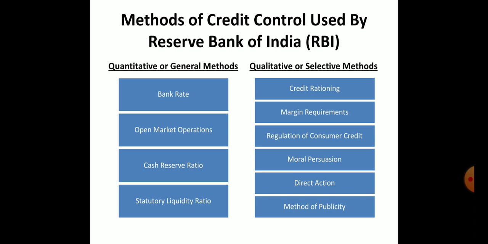When we are talking about selective or qualitative methods, where we are seeking the quality of the loans or other securities, here we have six methods. Number one is credit rationing, number two is margin requirement, number three is regulation of consumer credit, number four is moral persuasion, fifth is direct action, and the last one is the method of publicity.